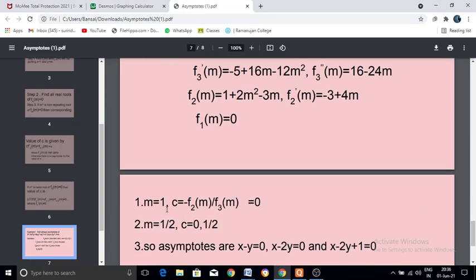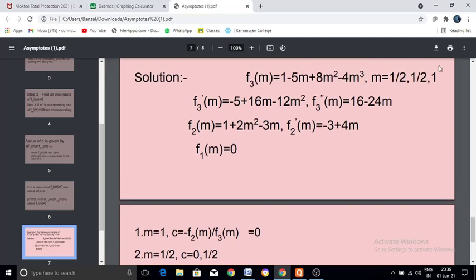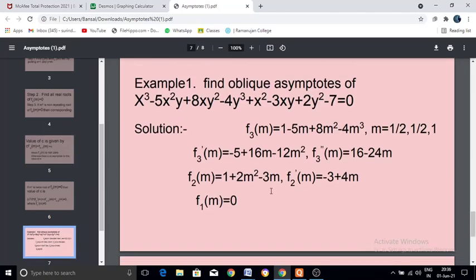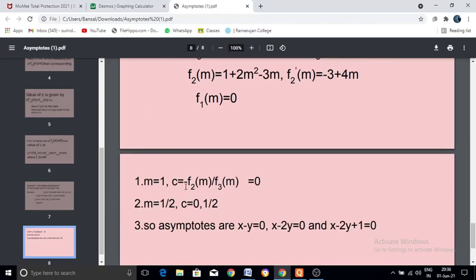Now m equal to 1 is a non-repeating value. So we put c times f3'(1) plus f2(1) equal to 0, with m equal to 1 and n equal to 3. We get c equals minus f2(m) upon f3'(m). Put m equal to 1 here and we get the value of c as 0. So for m equal to 1, c equals 0.